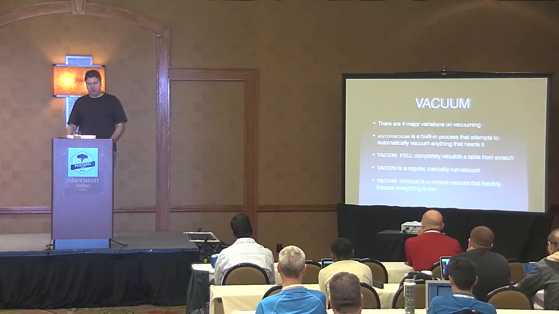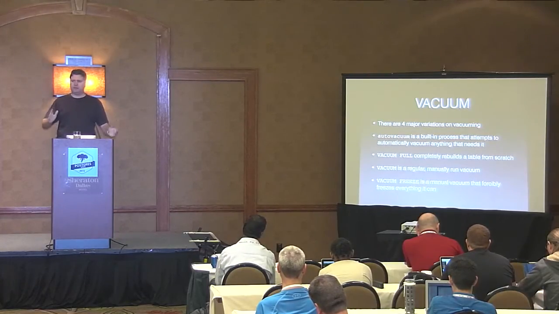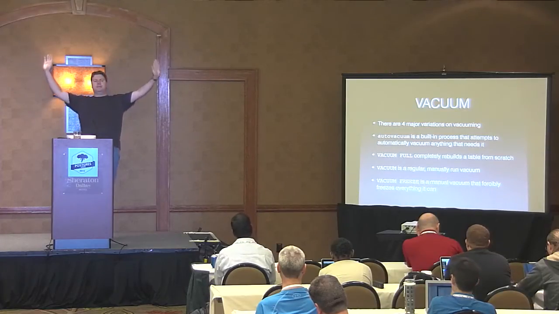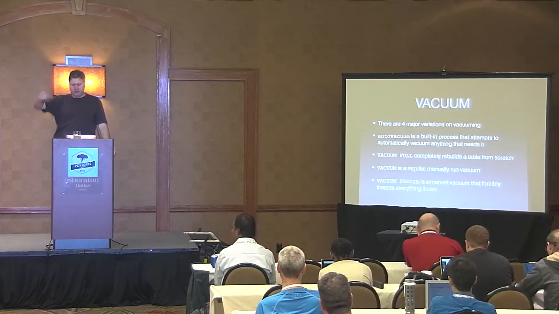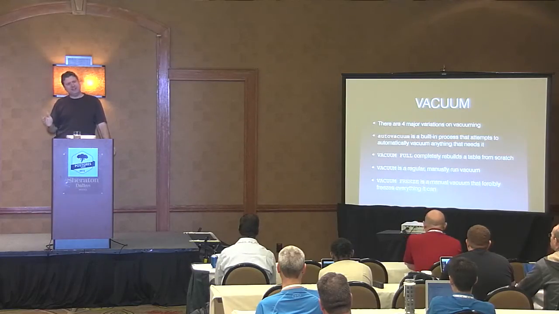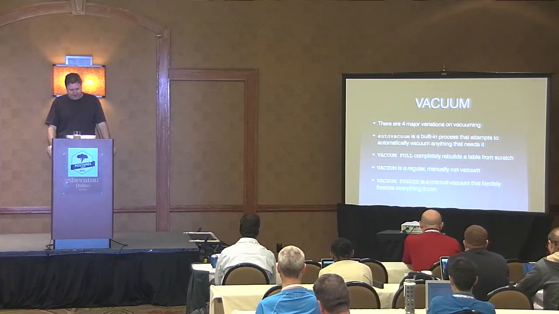So vacuum itself, there are 4 variations on vacuuming. Auto vacuum is a built-in process that tries to just, hey, you don't need to worry about any of this stuff. Probably 95% of Postgres databases, especially more recent versions, auto vacuum just does its thing and you don't have to worry about it. Auto vacuum's become quite good. The problem you run into is when it doesn't work, now you have to start digging into what's going on.